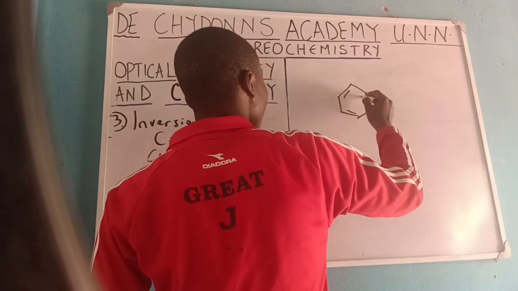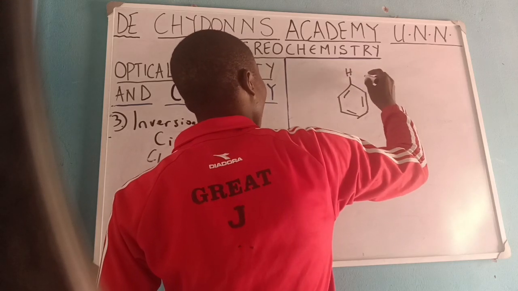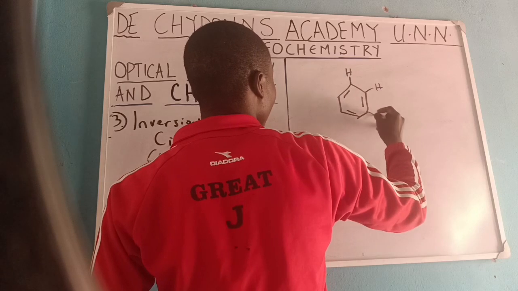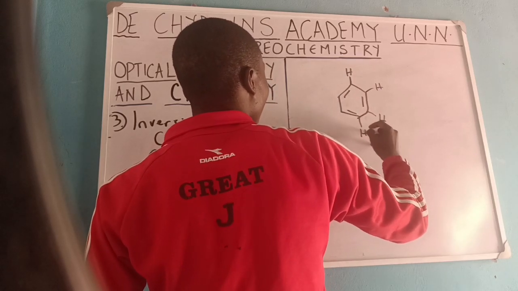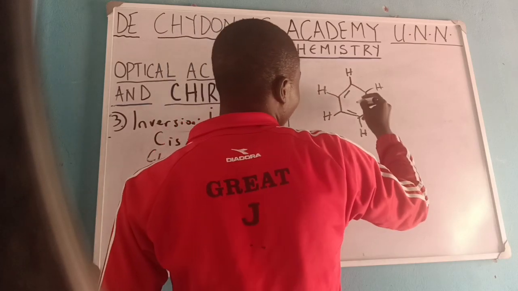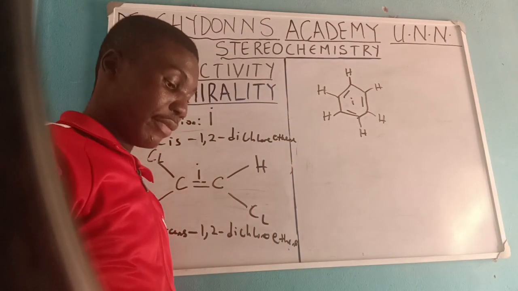So this is our benzene ring, and we have hydrogen, hydrogen, hydrogen, hydrogen, and then we have hydrogen. Now this is our inversion point. Why is it an inversion point?